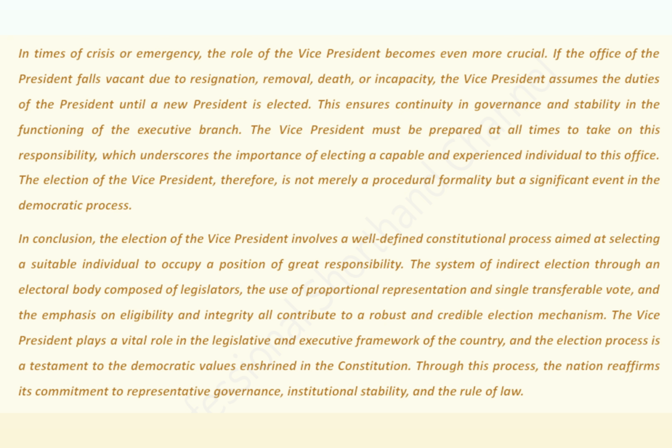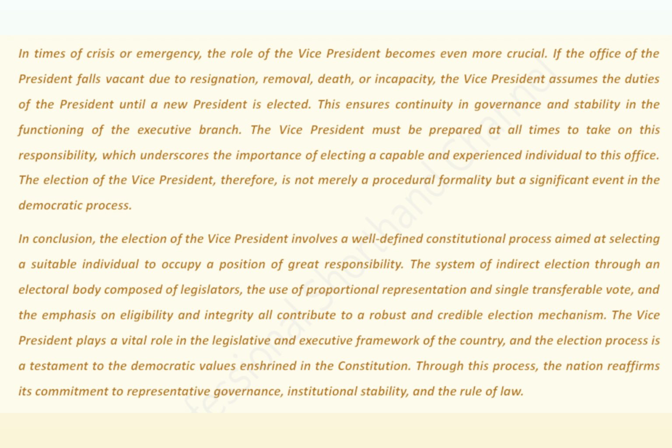In times of crisis or emergency, the role of the Vice President becomes even more crucial. If the office of the President falls vacant due to resignation, removal, death, or incapacity, the Vice President assumes the duties of the President until a new President is elected. This ensures continuity in governance and stability in the functioning of the executive branch. The Vice President must be prepared at all times to take on this responsibility, which underscores the importance of electing a capable and experienced individual to this office.